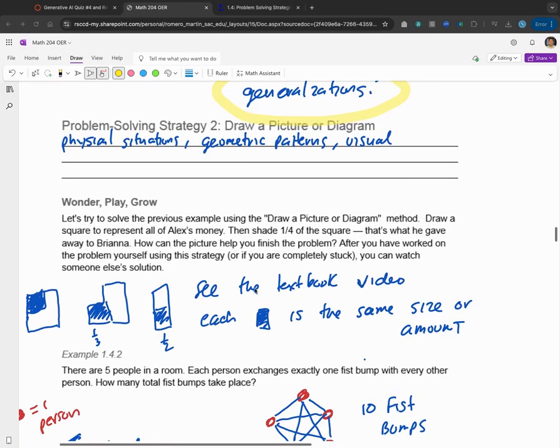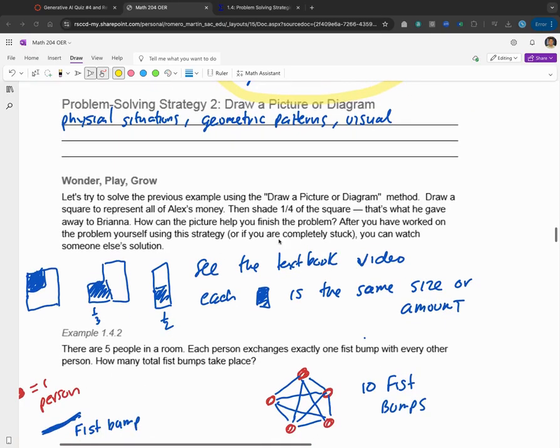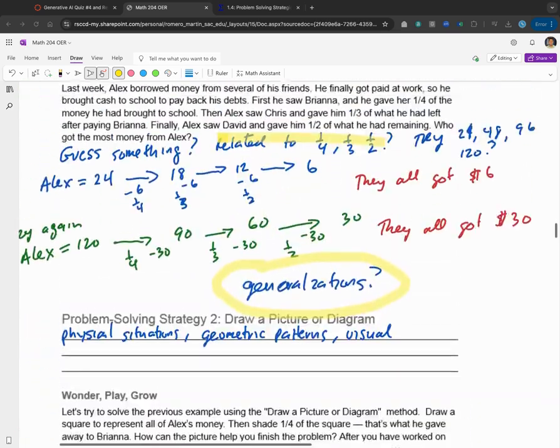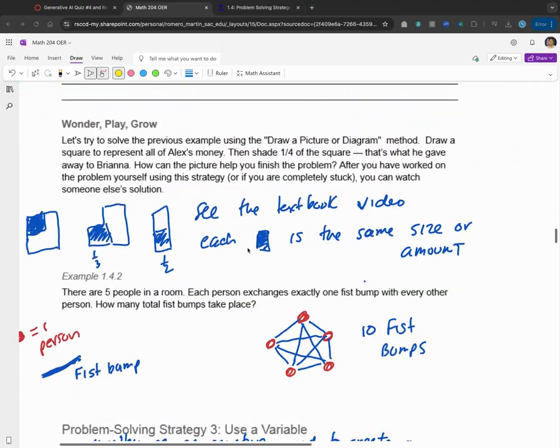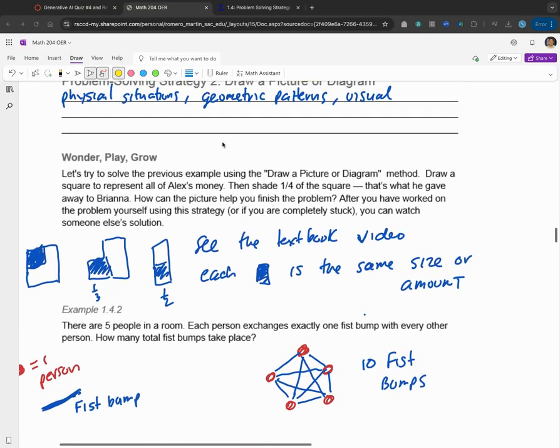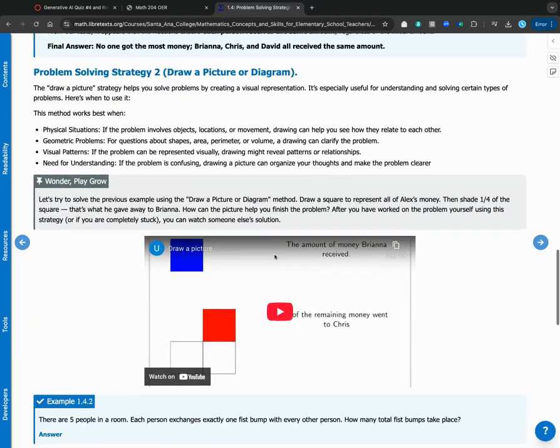And so in this Wonder Play Grow, I challenge the class, or what you would do in class, is try to solve this same problem with pictures. And so drawing it out, there is the whole amount, and then you give a fourth away, and then you have a third left over, and then you give a third away of that, which then leaves you only half, and you give half away of that. And then you can see visually that it's always the same amount. And I didn't even use numbers, we just used a visual. And that is another potentially useful strategy.